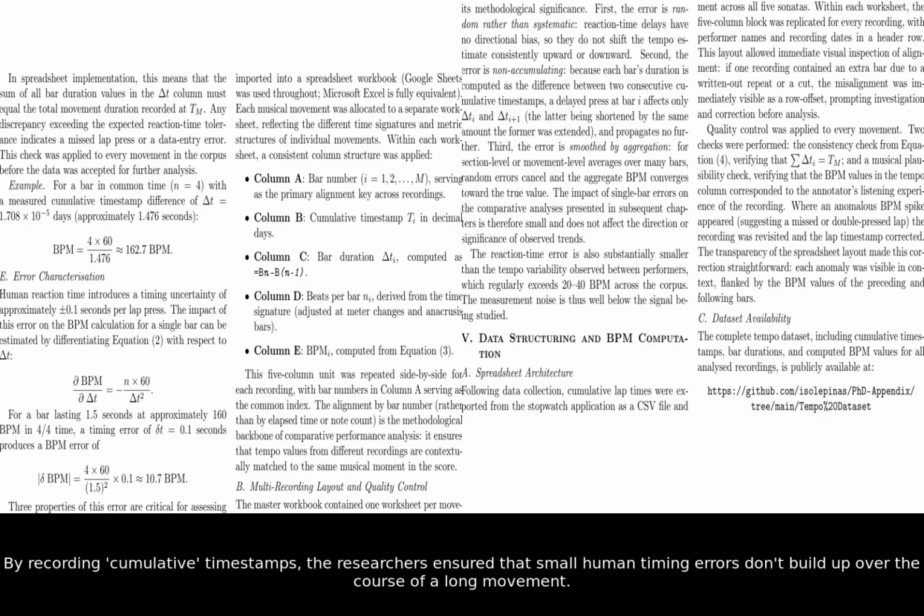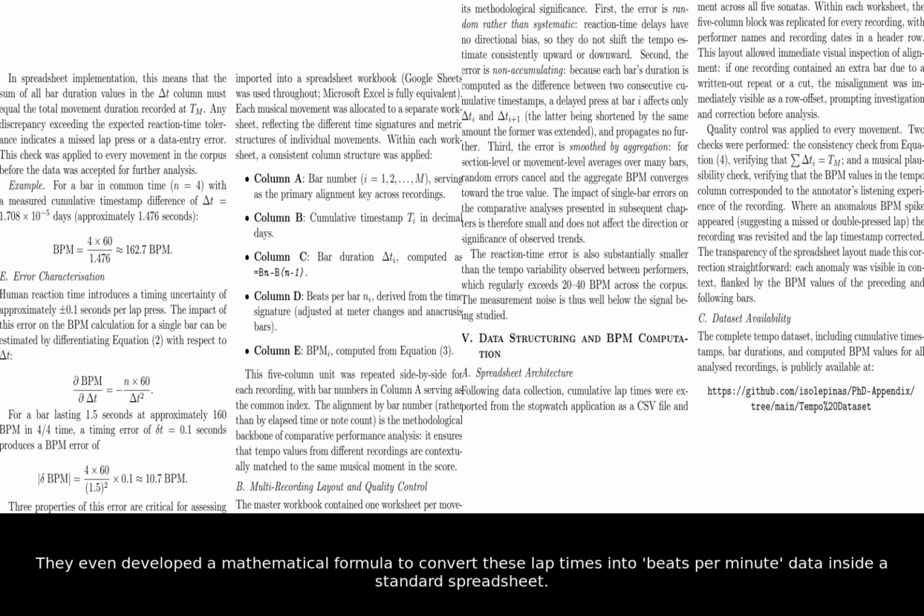By recording cumulative timestamps, the researchers ensured that small human timing errors don't build up over the course of a long movement. If a researcher is slightly late on one tap, the next bar is simply shortened by the same amount, keeping the overall duration perfectly accurate. They even developed a mathematical formula to convert these lap times into beats per minute data inside a standard spreadsheet.